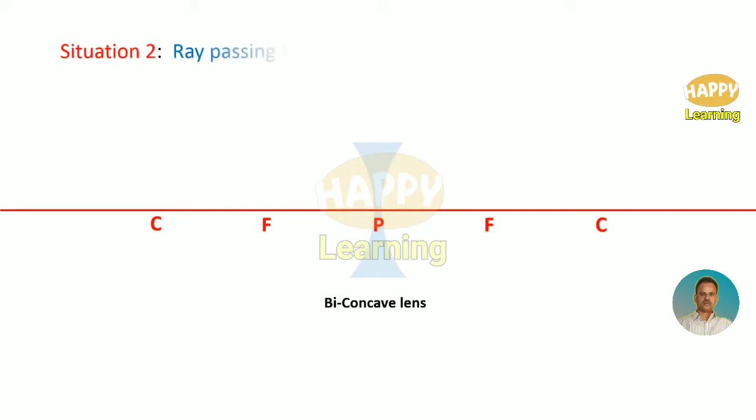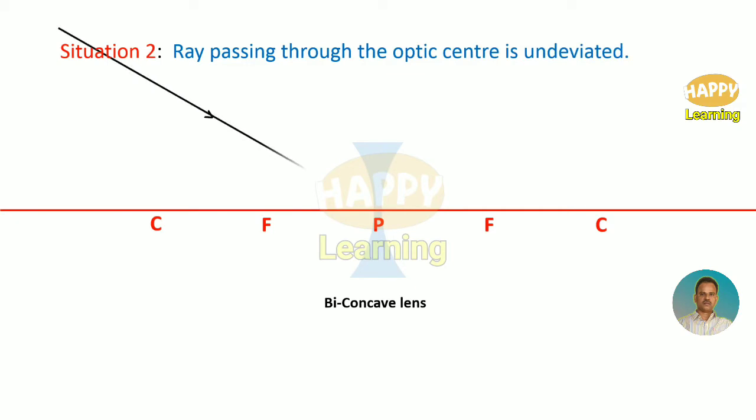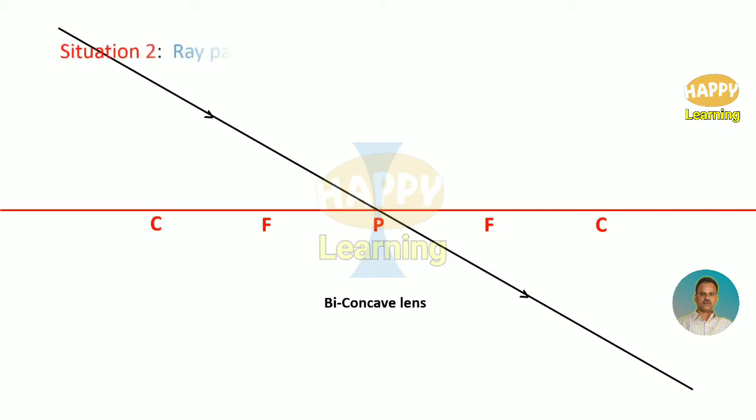Situation 2. Ray passing through the optic center is undeviated. So this is a ray passing through optic center and it is undeviated, no change in its direction even after passing through the concave lens.